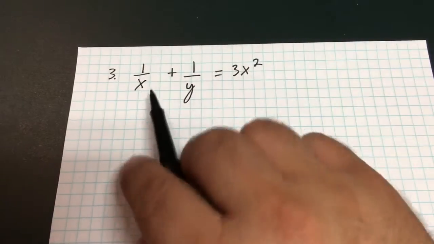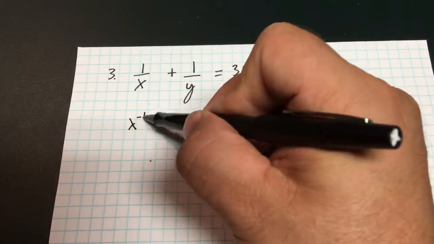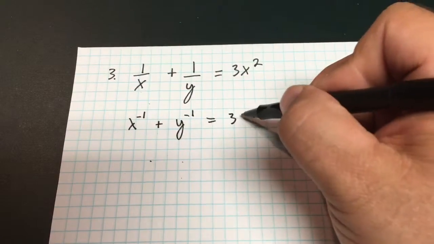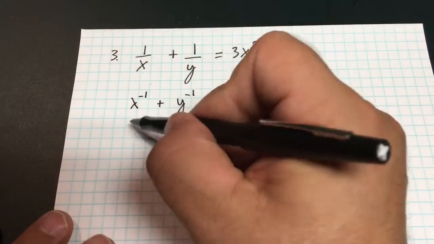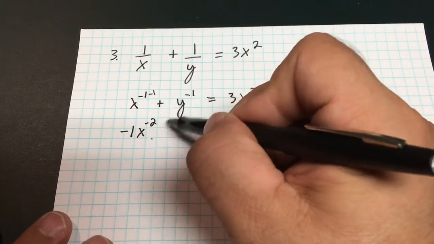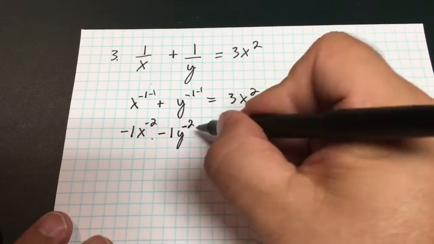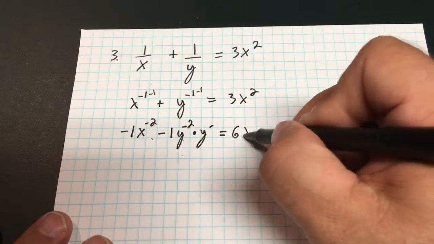For this one, I'd like to use the power rule. So I'm going to rewrite this with negative exponents. So that's going to be x to the negative 1 plus y to the negative 1 equals 3x squared. I'm going to start to do my implicit differentiation. So this is going to be negative 1x to the negative 2 minus 1y to the negative 2. Don't forget, y prime, not y to the first, equals 6x.